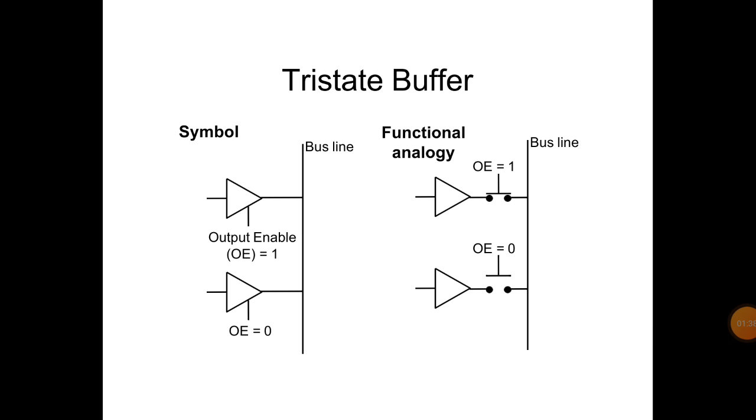This slide shows the tri-state buffer, and here we have a bus line and a symbol. Output enable OE equal to 0 means output disabled, and OE equal to 1 means output enabled. The functional analogy is a switch on the bus line: an open switch means an open circuit, and a closed switch means a closed circuit.